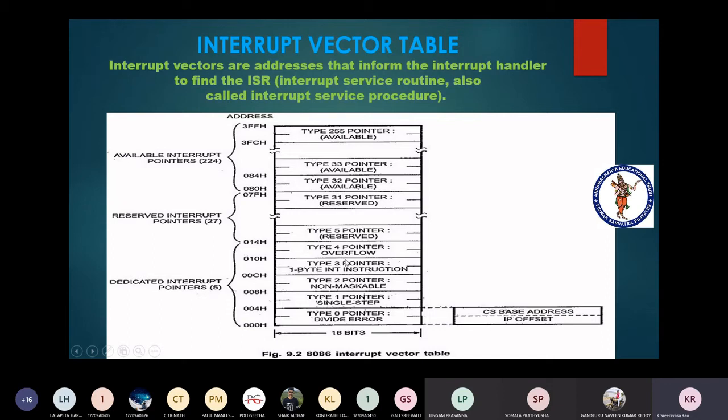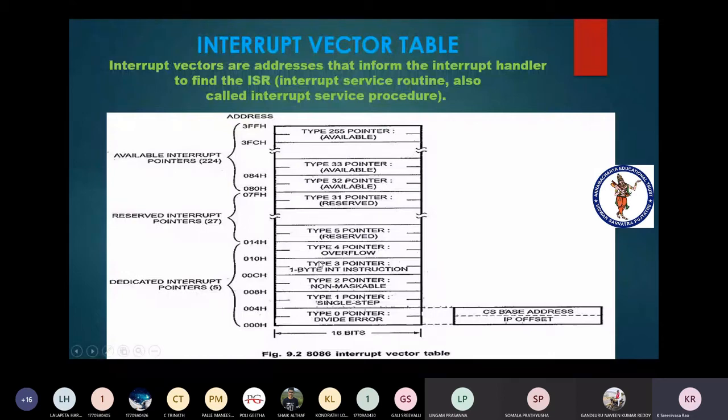Type 3 interrupt. This is a 1-byte INT instruction. So in the laboratory, every program ends with INT 3. That one is called the breakpoint interrupt. Breakpoint interrupt, otherwise the 1-byte INT instruction interrupt.